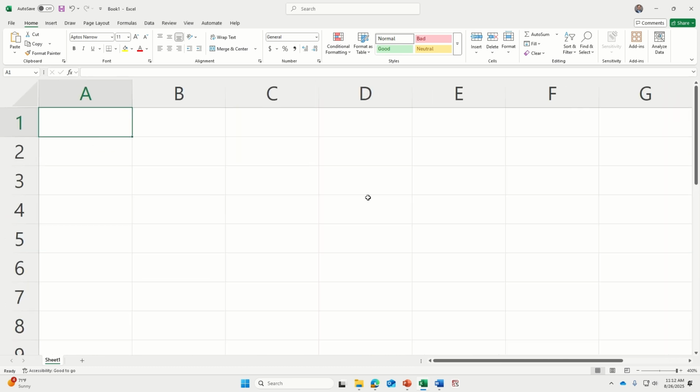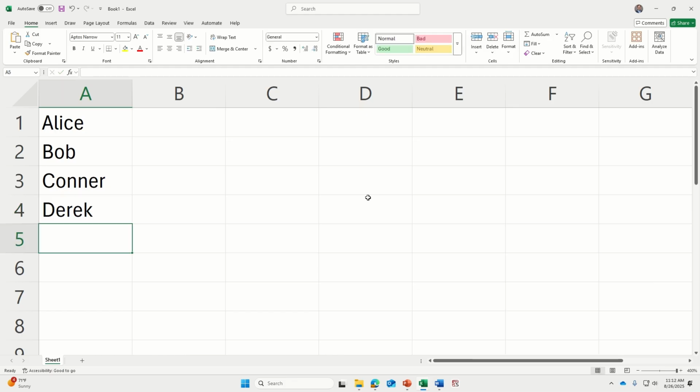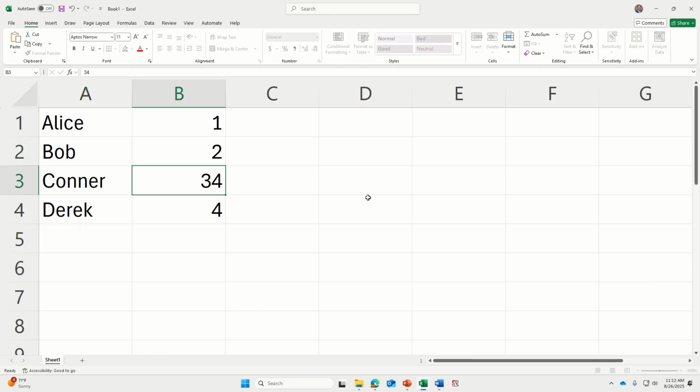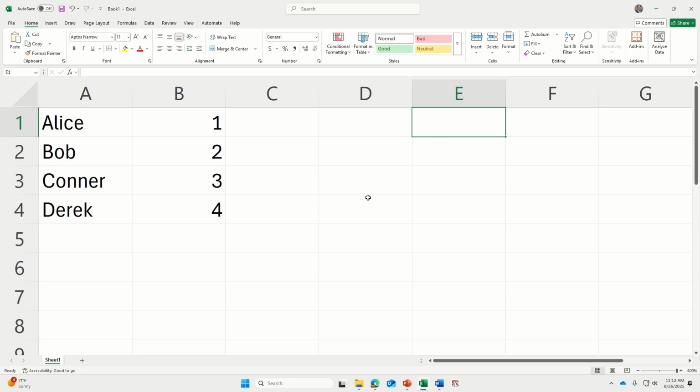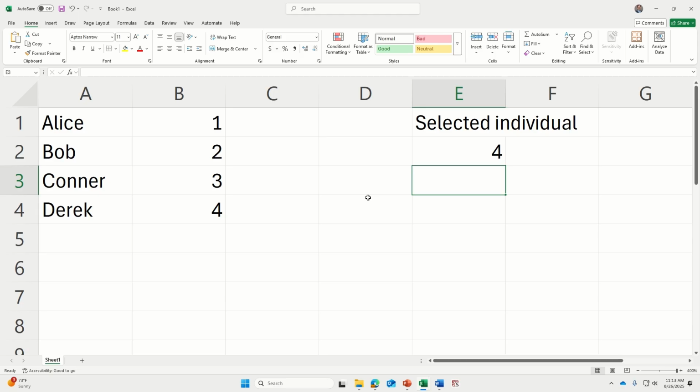If my frame looks like this, and this is my numbered list, so this is my frame, all I have to do is use a random number generator. And in Excel, a random number generator looks like this. When I hit the enter button, it's going to randomly give me a number, and that then selects somebody from my population to become part of my sample.